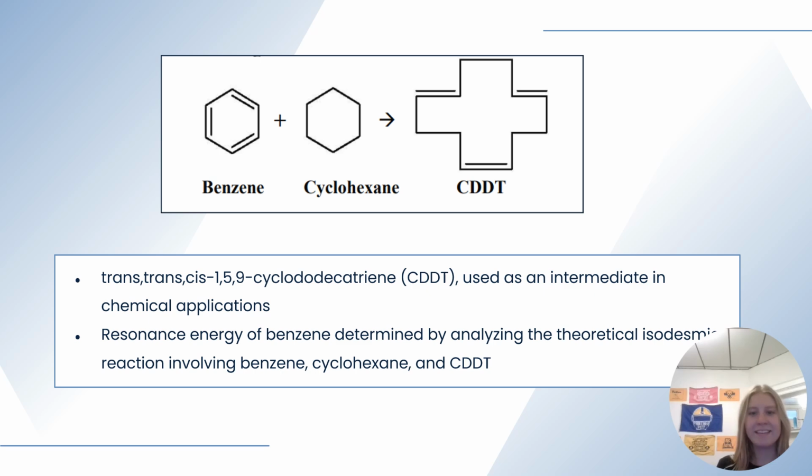So CDDT is a chemical intermediate that can be created by combining benzene and cyclohexane. And what we'll see more in this experiment is that the resonance energy of benzene can actually be determined by analyzing the theoretical isodynamic reaction that involves benzene, cyclohexane, and CDDT.